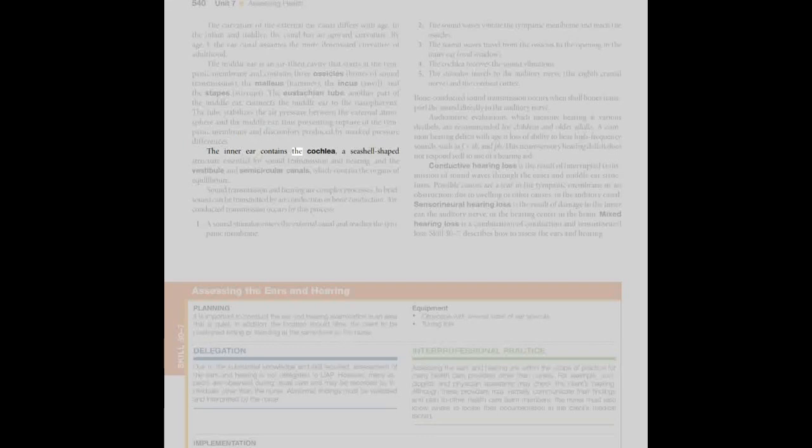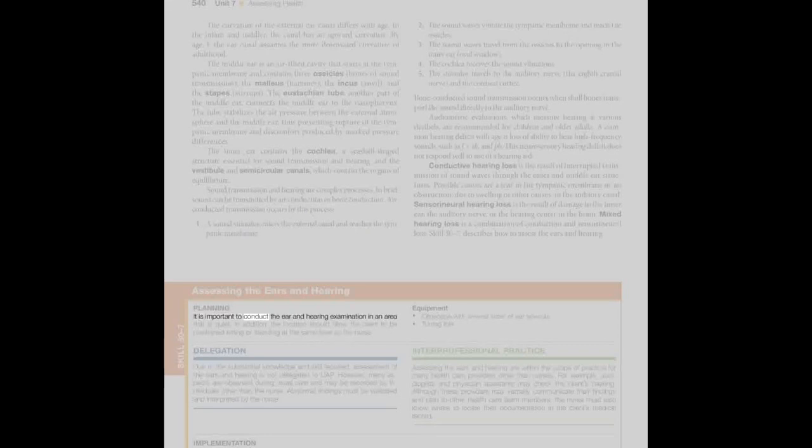The inner ear contains the cochlea, a seashell-shaped structure essential for sound transmission and hearing, and the vestibule and semicircular canals, which contain the organs of equilibrium. Sound transmission and hearing are complex processes. In brief, sound can be transmitted by air conduction or bone conduction. Air conducted transmission occurs by this process. 1. A sound stimulus enters the external canal and reaches the tympanic membrane.